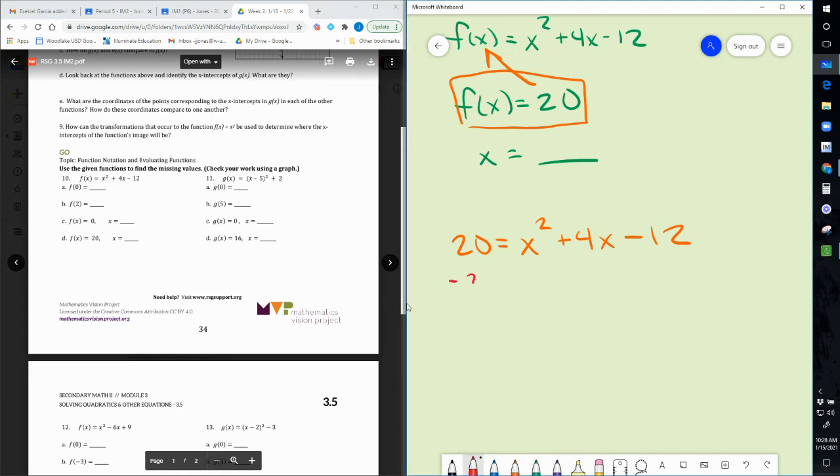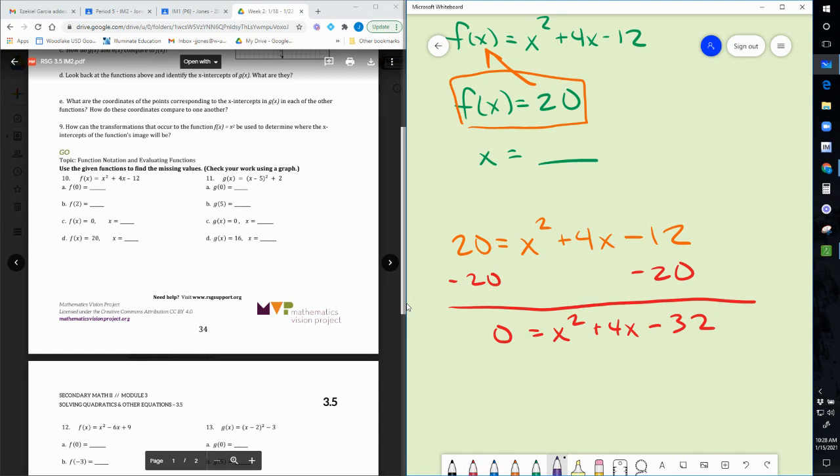We've got to get 0 on one side. So now we have 0 equals x squared plus 4x minus 32. Now there's one of two ways you can do it. You can either solve this using the quadratic formula, or you can put it in factored form: what adds to get 4 and multiplies to get negative 32. If that's possible, you can factor it. If that isn't possible, you use the quadratic formula and you're going to get the answers there.